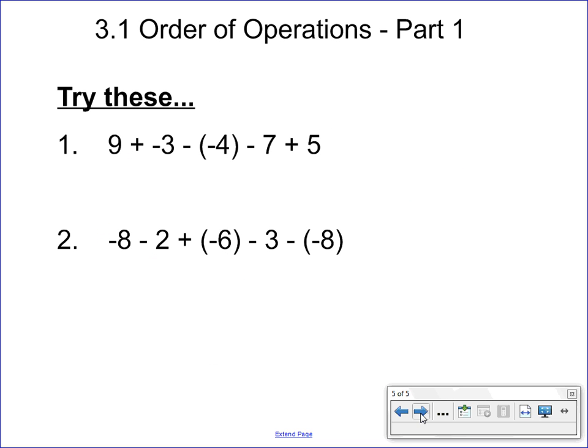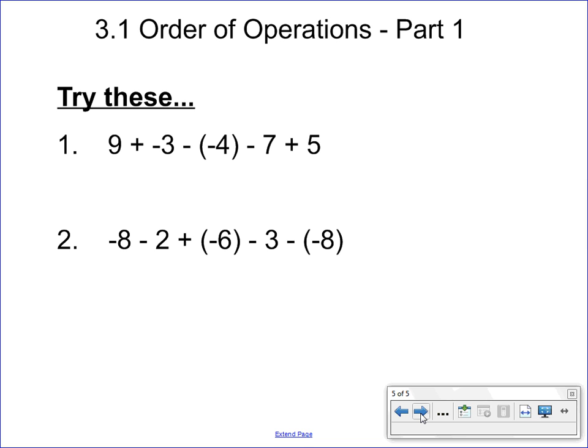So I'm going to give you an opportunity here to try these on your own. So please pause the video, and then I'll go through the solutions once you're ready. Okay, so for number 1, I'm going to do this one, again, going left to right. So I'll do number 1 going left to right strictly, and number 2 I'll do by grouping, and you can kind of see both ways again.